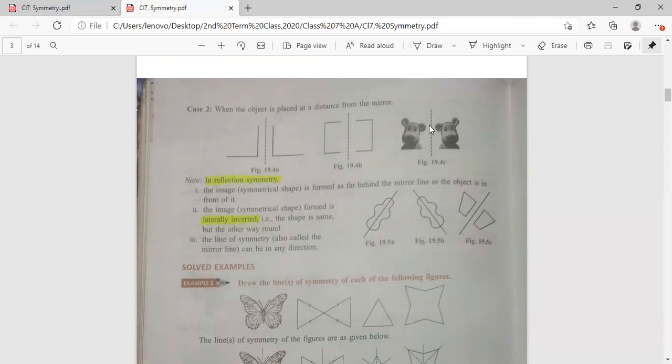Similar is the case. So in reflection symmetry, we have the image formed as far behind the mirror line as the object is in front of it. It is laterally inverted. See, if this is a figure, and if this is a mirror, then the image is formed in this way, laterally inverted. Inverted, isn't it? But laterally. And the line of symmetry can be in any direction, horizontal, vertical, anyway.